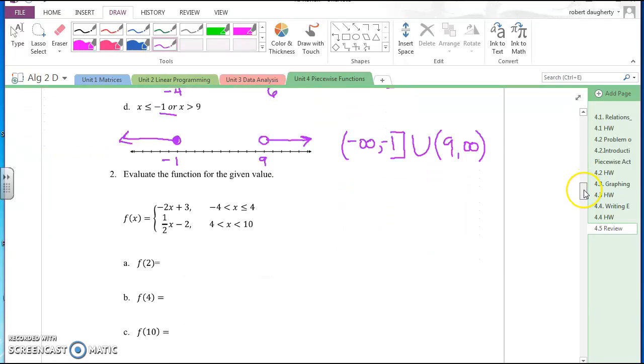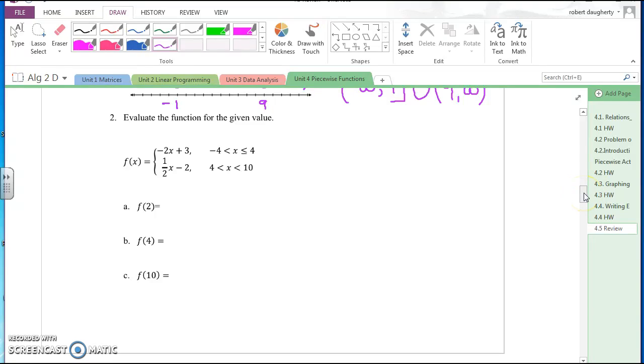Next, I'm given a piecewise defined function, and I'm asked to evaluate this function. Okay, so this is broken into two pieces. One, this is valid over the interval negative 4 to 4. And the next piece is valid over the interval 4 to 10, okay?